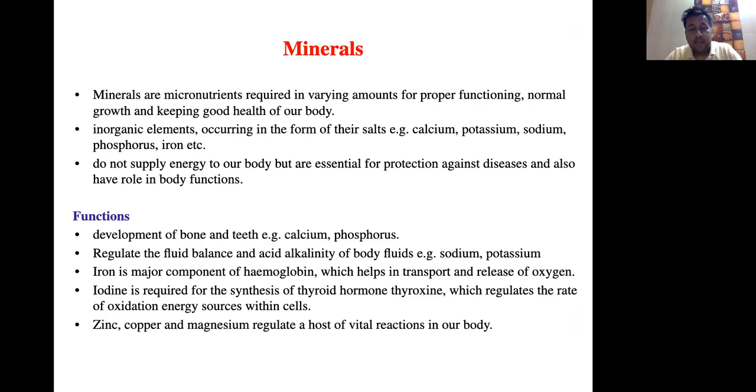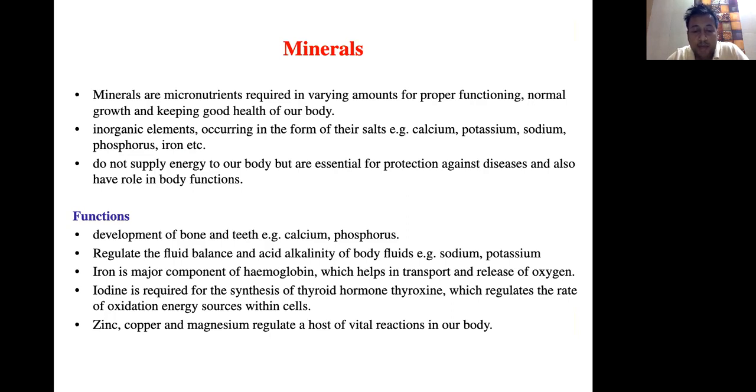Again, iron is a major component of hemoglobin, the very same transporter protein which helps in the transport of oxygen from the atmosphere to our body tissues. Iodine is also required for synthesis of thyroid hormone. Thyroid hormone is one of the most essential hormones of our body, which maintains the metabolism of our body and helps in the mental growth of children, and its deficiency can lead to severe mental retardation in children.